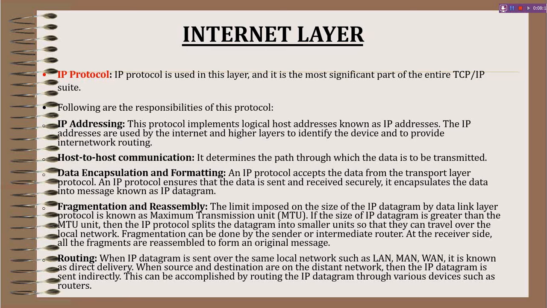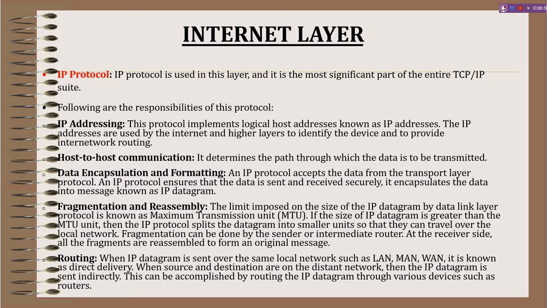An IP protocol accepts the data from the transport layer, from the higher layer of the internet layer, that is the transport layer. An IP protocol ensures that data is sent and received securely. It encapsulates the data into messages known as IP datagrams. Means the internet layer accepts the data from the transport layer and to send the data securely, it encapsulates the data, and it is known as a datagram, IP datagram.